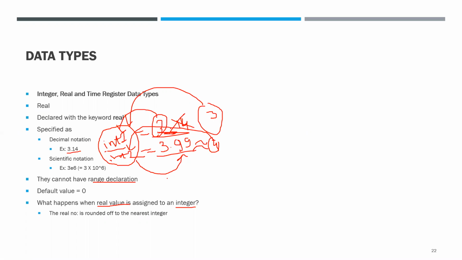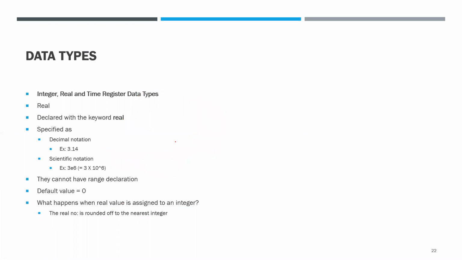It depends on how it goes. Even in some cases, we might see that only 3 is stored. This part is truncated. So this also is possible. So here, just remember, if this is happening, the real number will be rounded off to the nearest integer which is present.